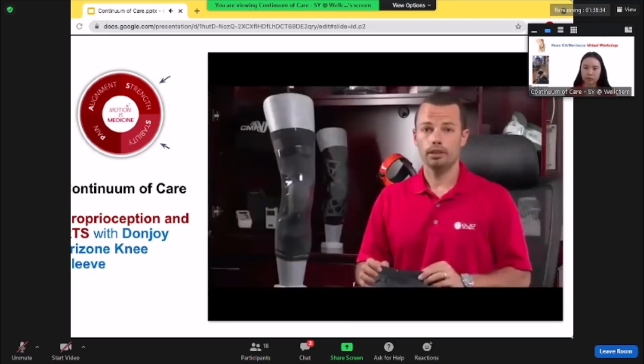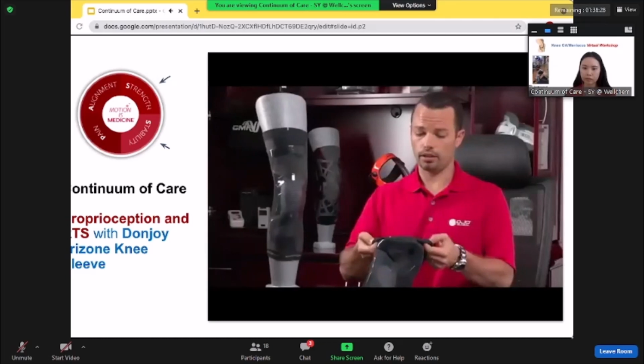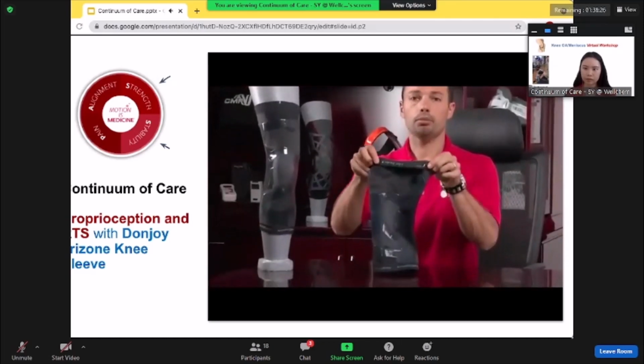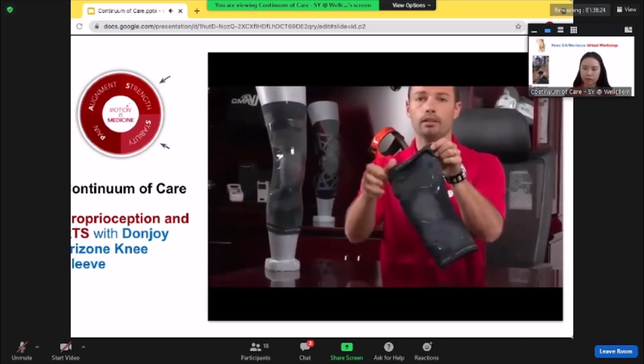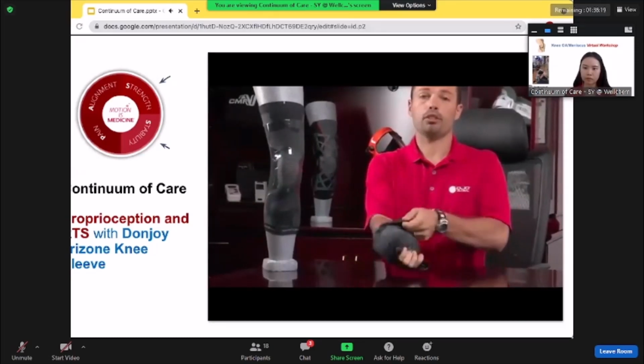The Trizone knee sleeve has silicone around the outside to help reinforce the knit. It also has silicone on the inside. So as you can see, there's a silicone band right on the inside around the thigh, and that's to make sure that the brace stays in place while you're doing your activities.